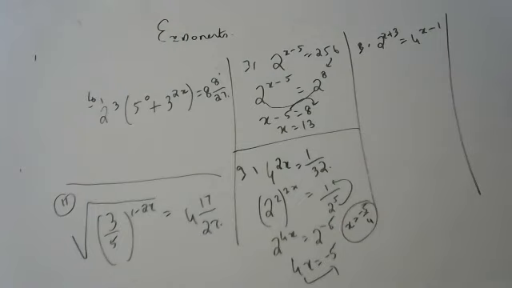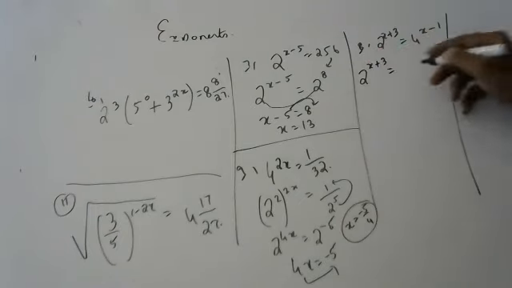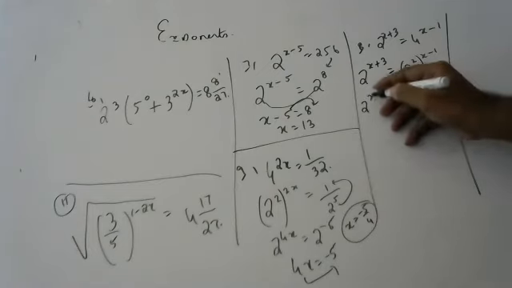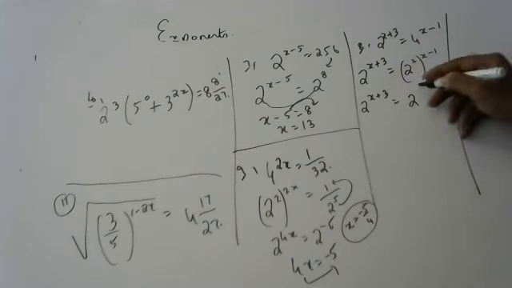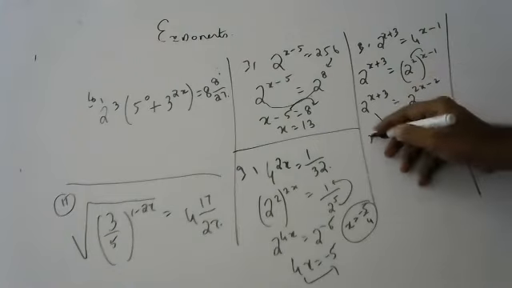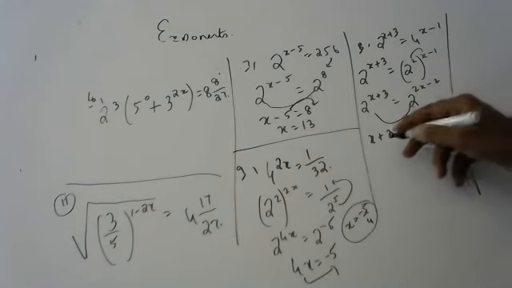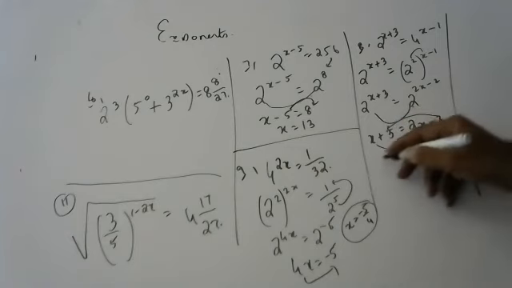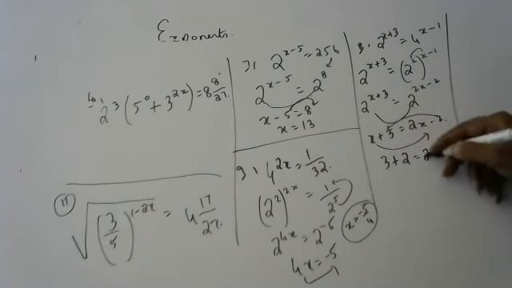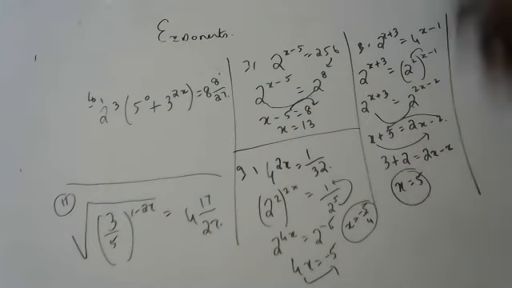Raghuram, can you say this sum? Yes, sir. 2 whole to the power x plus 3 is equal to 2 square whole to the power x minus 1. 2x plus 3 is equal to 2x minus 2. Sir, as bases are equal, we can equate powers: x plus 3 is equal to 2x minus 2. 2x minus x is equal to 3 plus 2. X is equal to 5. Next.